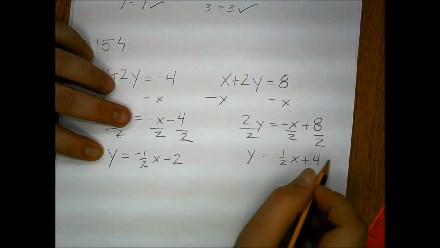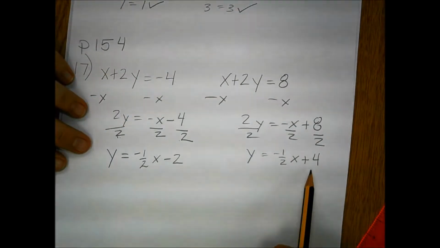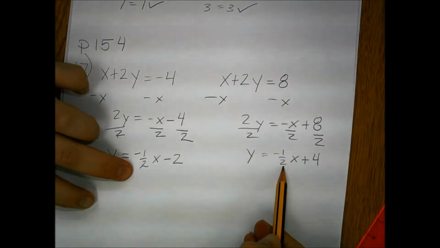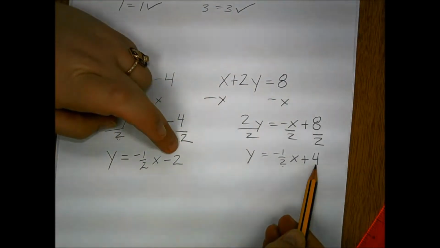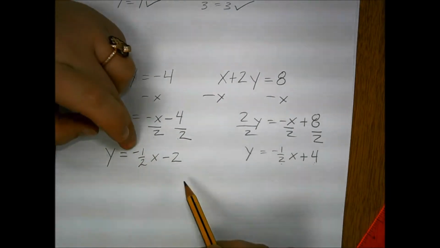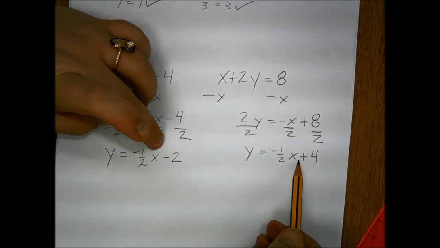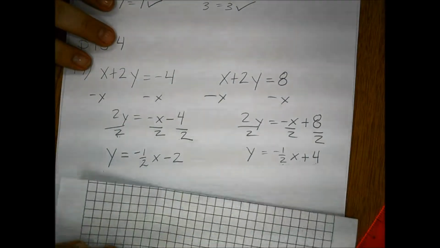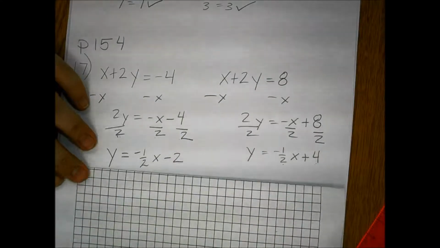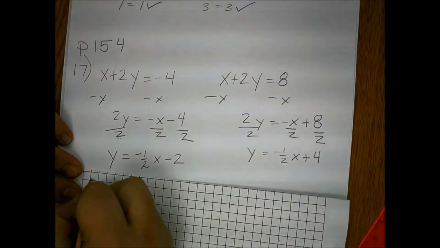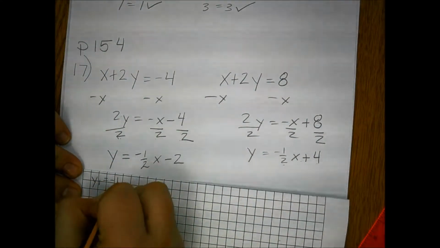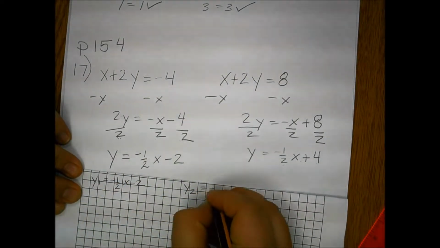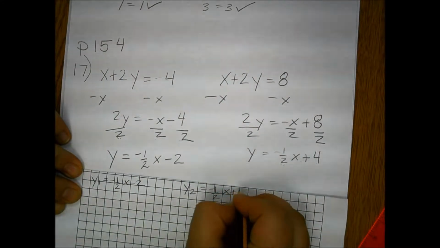Now, if you guys remember way back when we talked about parallel lines, lines that are parallel have the same slope but a different y-intercept. So already I can tell that these are probably not going to have a solution. I'm going to guess these are parallel. That's my first guess. Let's go ahead and graph them. So we have that y1 is equal to negative 1/2 x minus 2, and y2 is equal to negative 1/2 x plus 4.